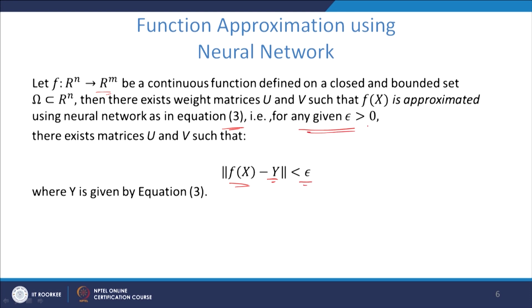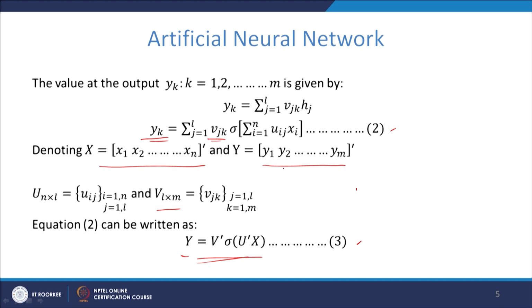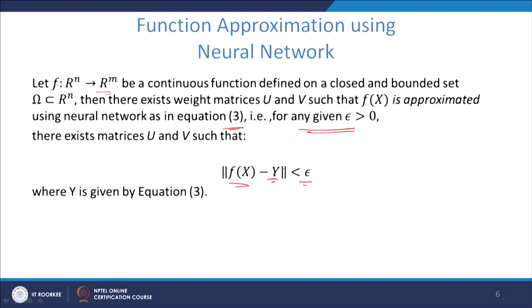So, the property is like this: if f(x) is a given function of n variables, then we can find a neural network in the form of y as given here in equation 3 or in equation 2, such that the difference between the function f(x) and the neural network is as small as possible. Whatever the given epsilon, we can find the weight matrices U and V. So, this is a very nice approximation property of any given function.